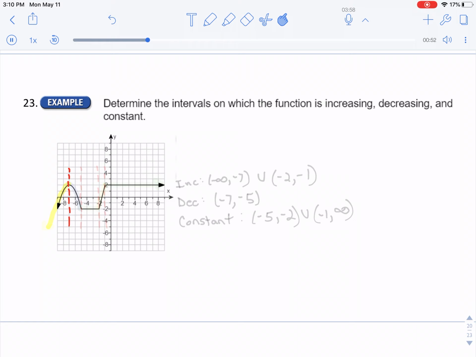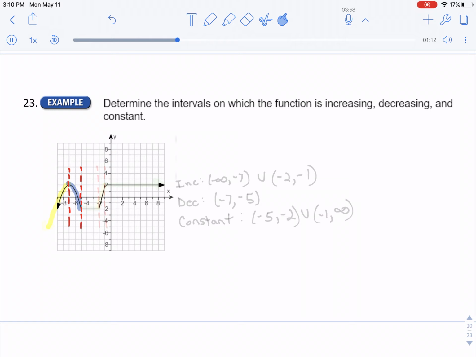All right, now, what starts happening at -7? Well, at -7, the function starts decreasing. How do you know it's decreasing? Because my pen is going down. And notice my pen stops going down at x equals -5. So let me put a dashed line in there again. At x equals -5, my pen stopped going down.